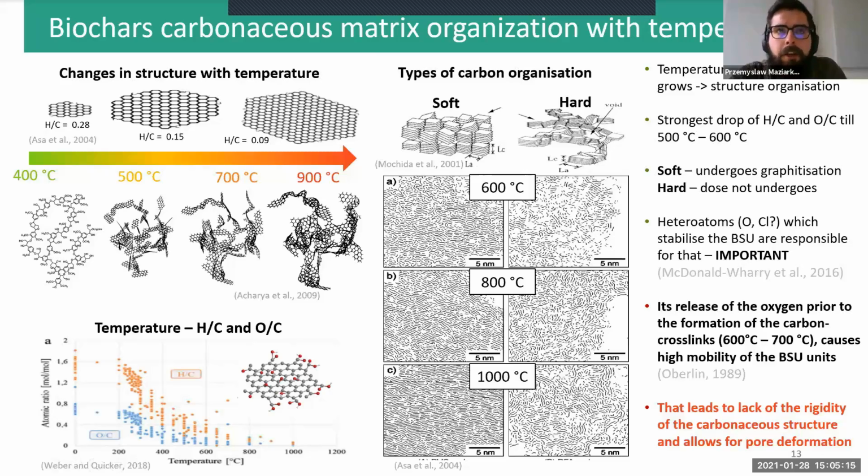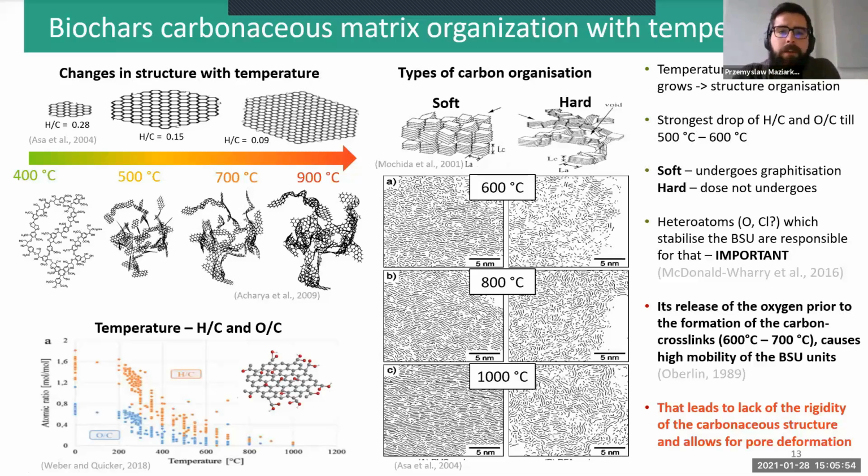The content of oxygen in the precursor causes biomass in general not to undergo the graphitization process. What does that mean? That means its organization type is known as a hard one, as opposed to carbon structures like those from coal, which are known as soft ones. What difference does it cause? The oxygen and heteroatoms in the structure lead to the stabilization of the BSE units because of the long range interactions between them.